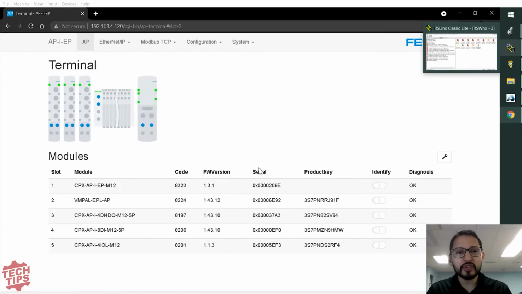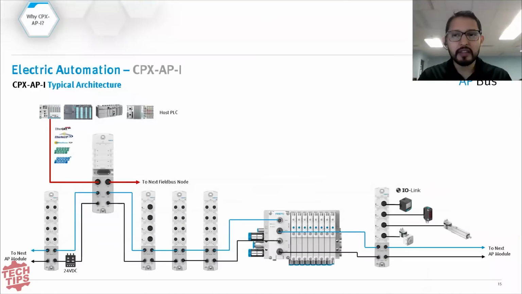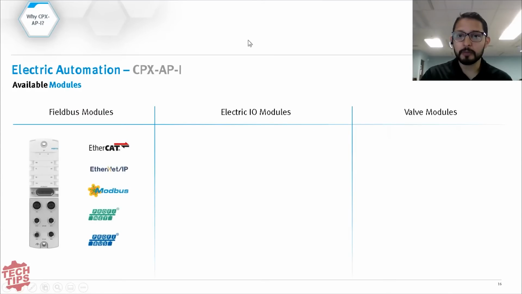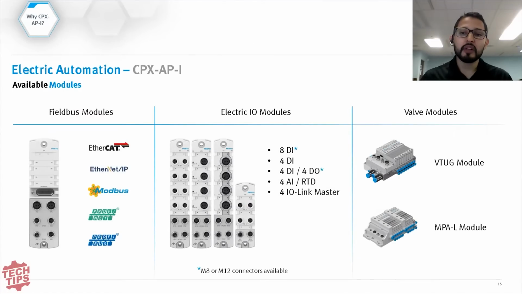Well, let me just for a second go back to the slides that I was showing you earlier. These are the different modules that are available. So we have EtherCAT, Ethernet IP, Modbus, Profinet, and Profibus. As you can see, we're covering the main field buses out there nowadays. Then we have 8 digital inputs, 4 digital inputs, a combination of 4 inputs and 4 outputs, then a 4 analog input module, which includes RTD signals for temperature sensors, and then an IO-Link master.